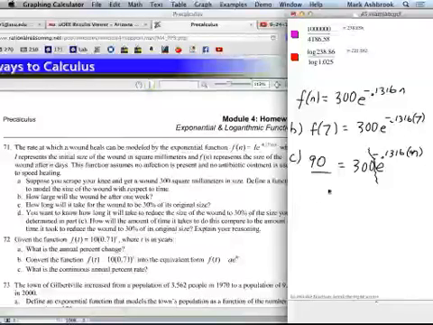Do I have it right? So you're going to divide by 300, which gives you 0.3. So there's our 30%.